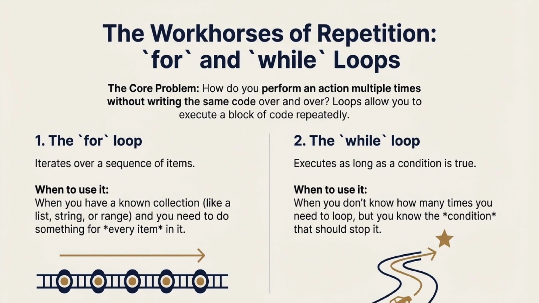Now let's look at the while loop. A while loop executes a block of code as long as a given condition remains true. Unlike the for loop, we may not always know how many times the loop will run. We use a while loop when we know the condition that should stop the loop, but not the exact number of repetitions. For example, repeating an action until a user enters the correct input or until a certain value is reached.